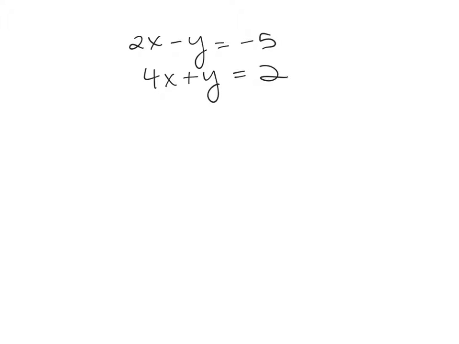The best time to use substitution is when you have one variable that can be left alone easily. And I see this y right here can be left alone pretty easily. So we're going to do that. We're going to say y equals negative 4x plus 2, because that 4x has to go to the other side of the equation, right?